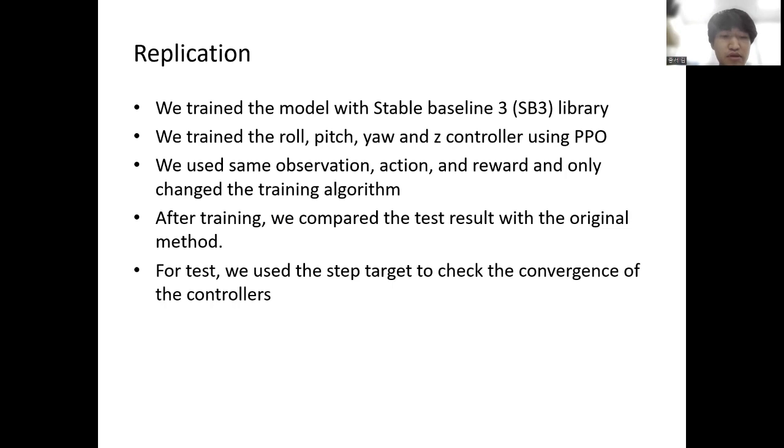After finishing the training using the original method, we trained the model with the Stable Baselines 3 library. We trained the roll, pitch, yaw, and G controllers using PPO. We used the same observation, action, and reward as the original paper and only changed the training algorithm. After training, we compared the test result with the original method. For the test, we used the step target to check the convergence of the controllers.